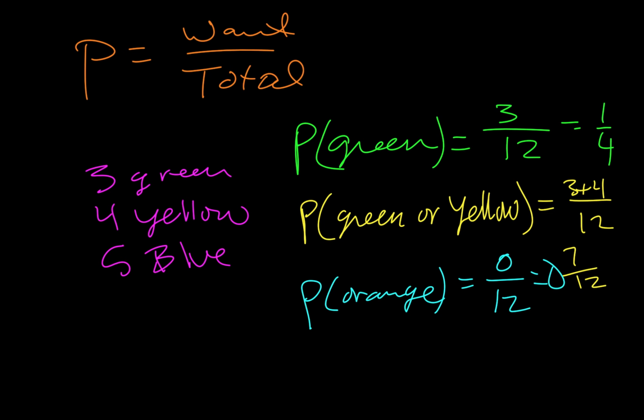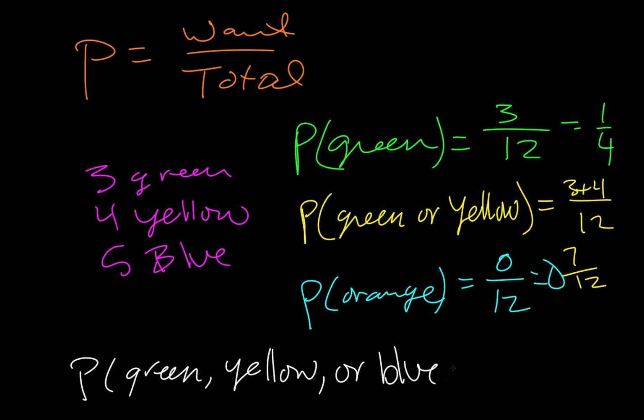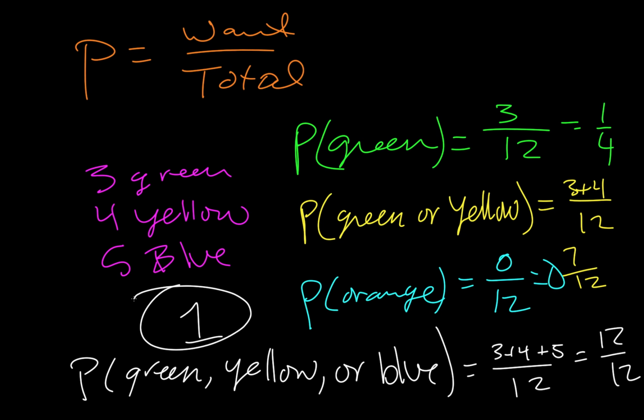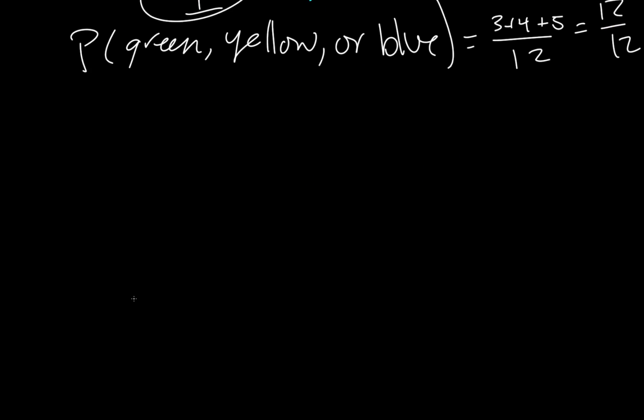And the last thing on this one, a green, yellow, or blue ticket. Since green, yellow, and blue, 3 plus 4 plus 5 over the total of 12, that's 12 over 12. So our probability is 1 or 100%. Okay, let's move on to example 7.